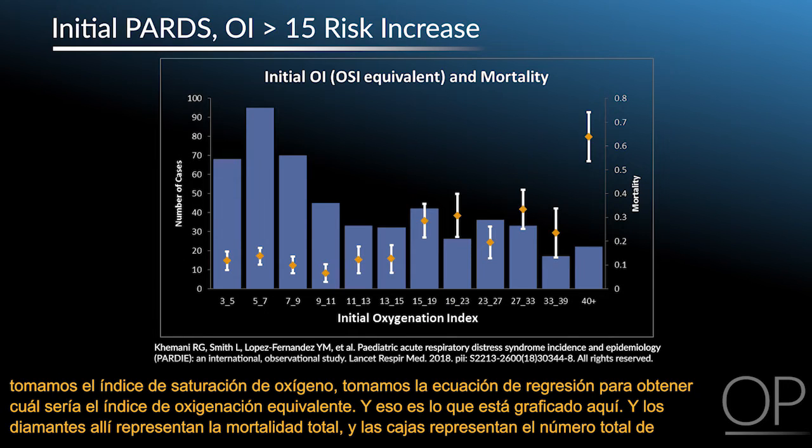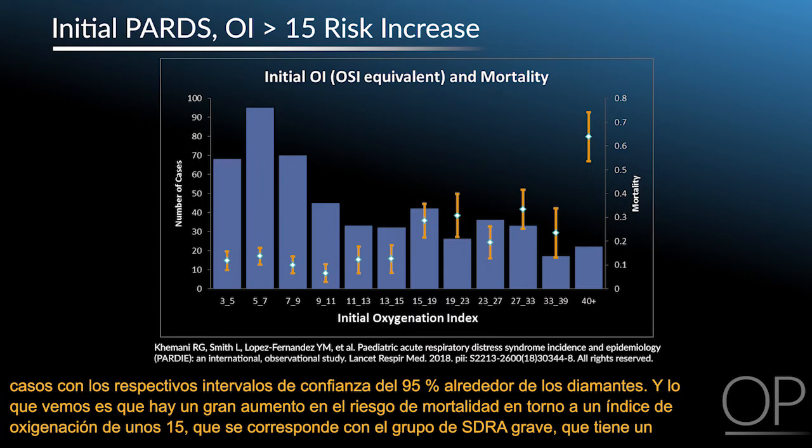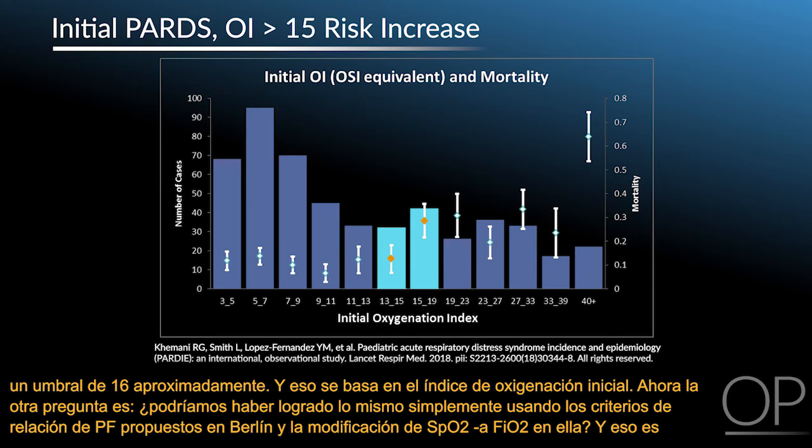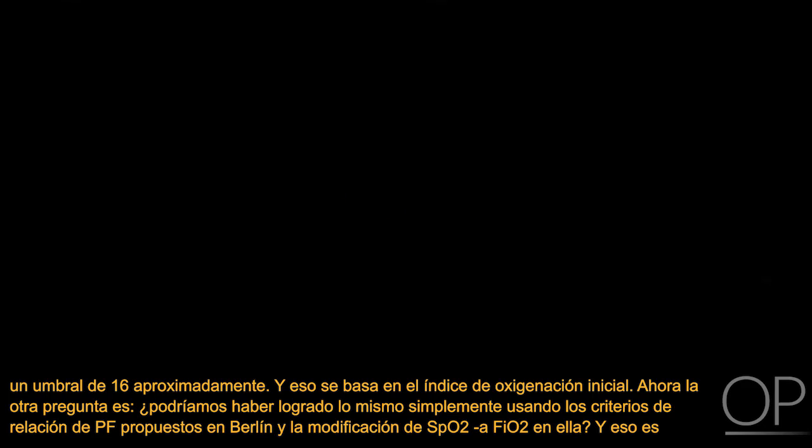And the diamonds there represent the overall mortality, and the boxes represent the total number of cases with the respective 95% confidence intervals around the diamonds. And what we see is that there is a big step up in mortality risk around an oxygenation index of 15 or so, which corresponds with the severe ARDS group, which was picked at 16 or so. And that's based on the initial oxygenation index.